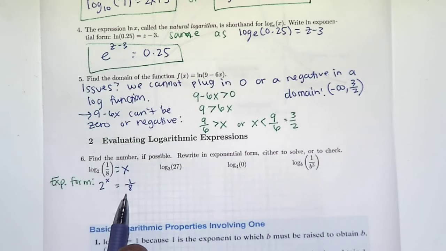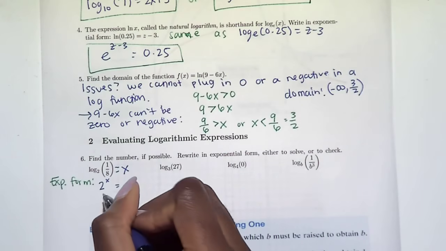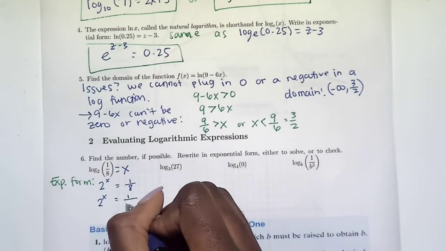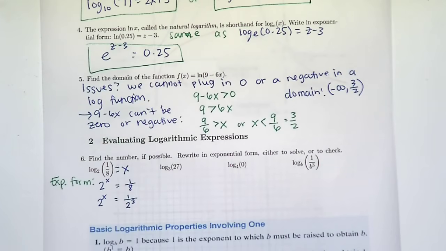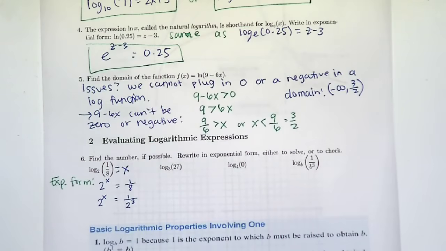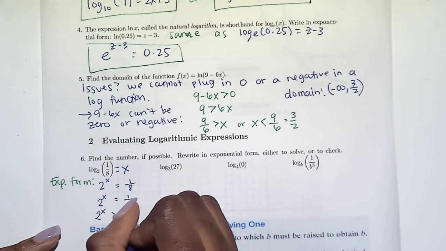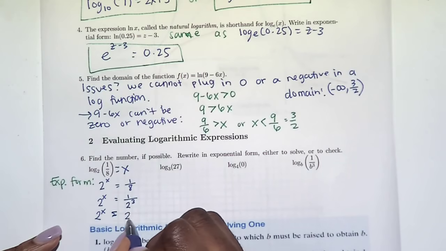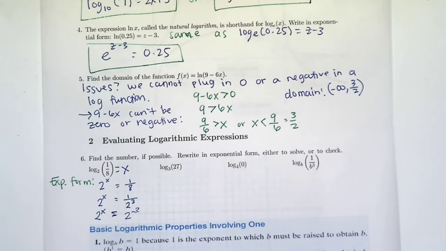We can rewrite 8 as 2 to the third, so I'm going to do that first. So 1 over 8 is the same thing as 1 over 2 to the third. You've probably seen this before in class, but whenever you have something with a power in the denominator, we can move it to the numerator by changing the sign. So this is going to be the same as 2 to the negative 3. All right, so what does that tell us? Well, x must be negative 3.